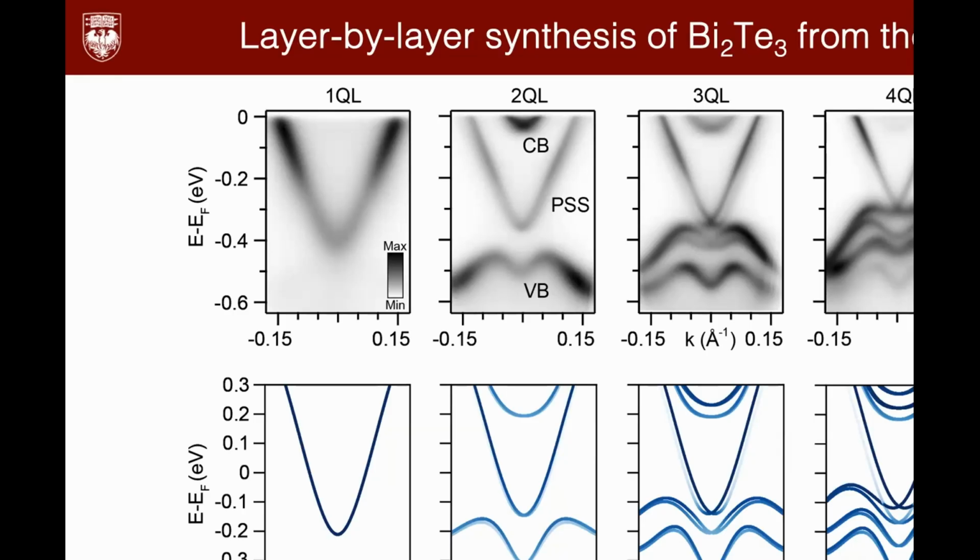And finally, for 2 quintuple layer thickness, which is the one that we hope to get, we actually clearly resolve this inverted band gap. It's about 100 meV, so it roughly agrees with the theoretical prediction.